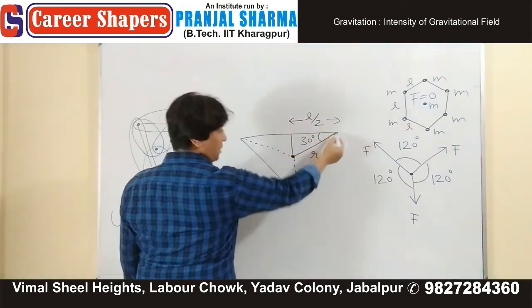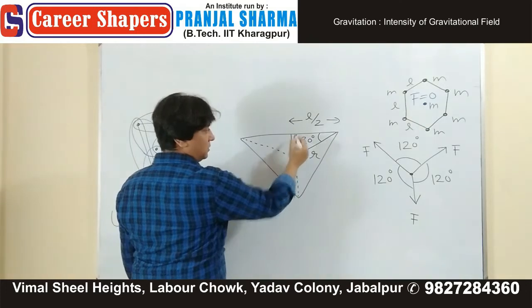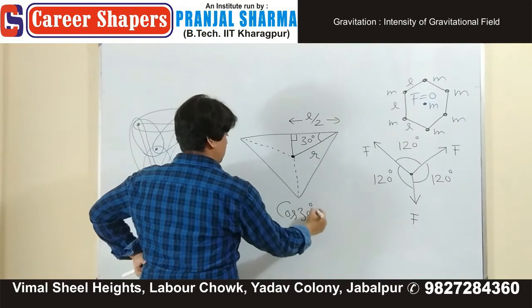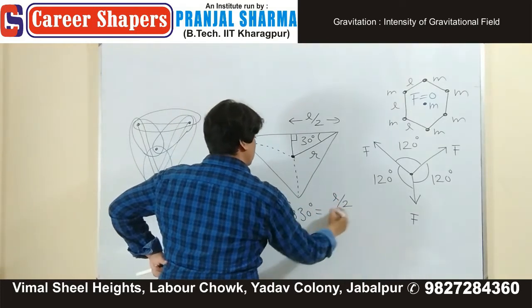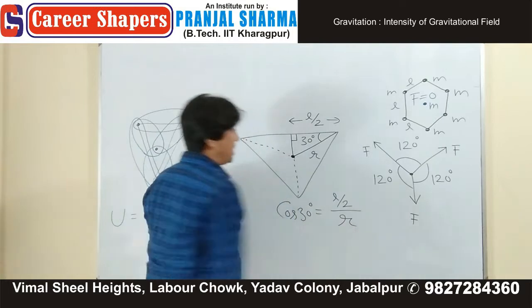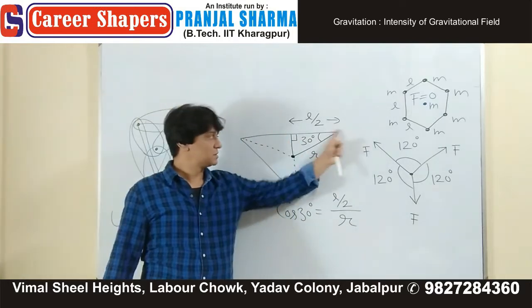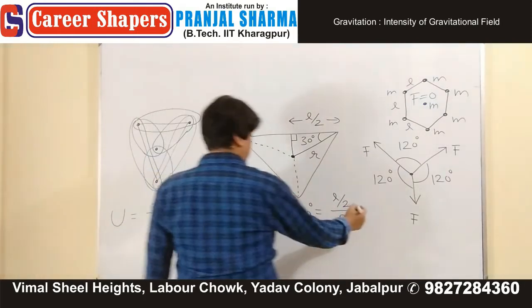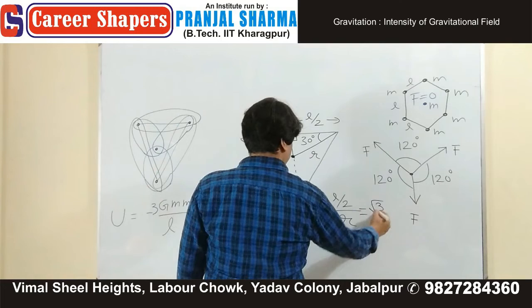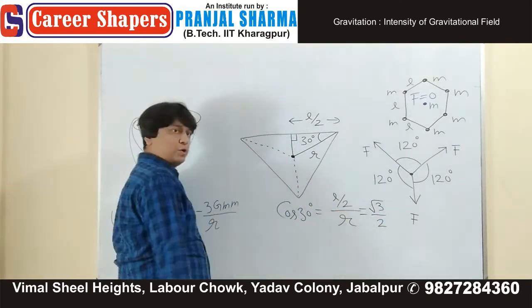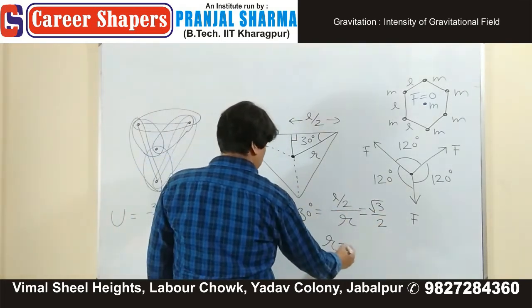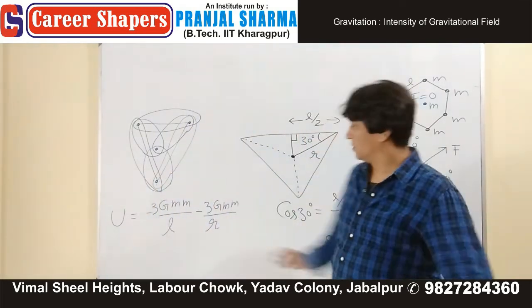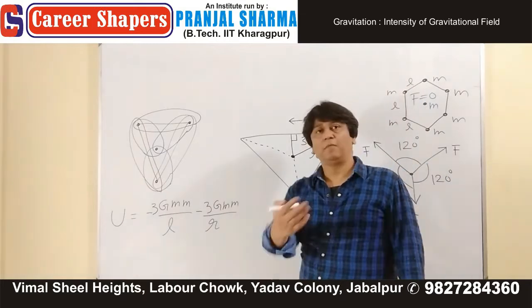Now in this right angle triangle, what is cos 30? Cos 30 is L by 2 divided by r, base divided by hypotenuse, which is r. What is cos 30? Root 3 by 2. 2 and 2 cancelled. Your r is coming L divided by root 3. Put this value of r here and that's your answer.